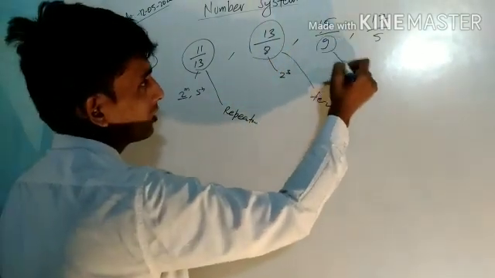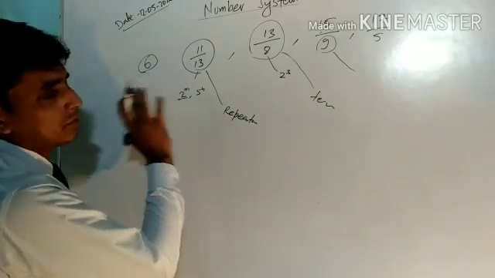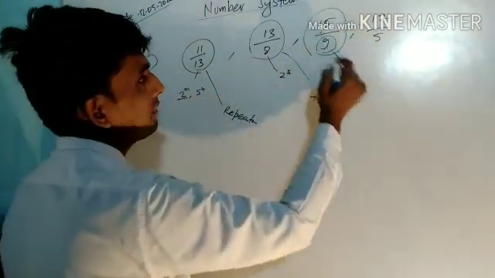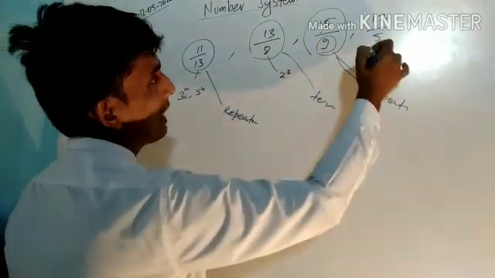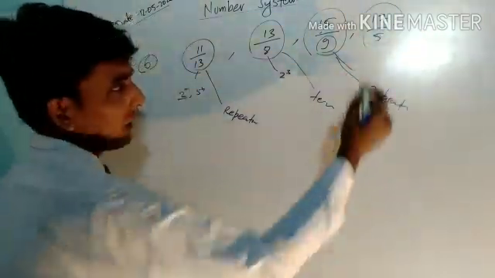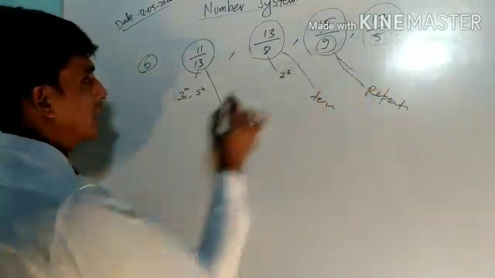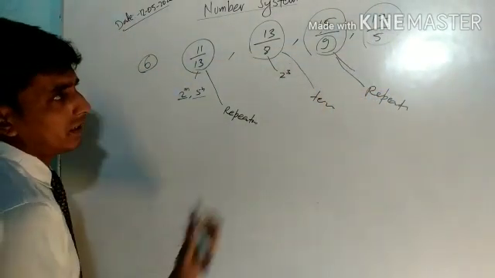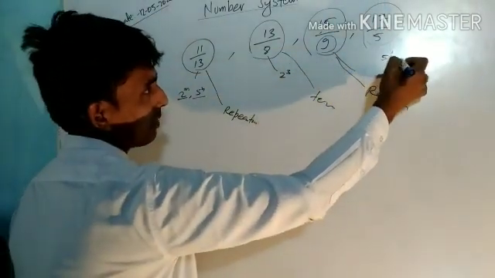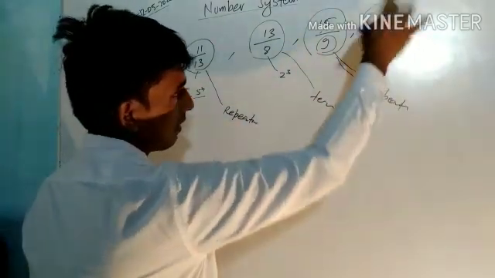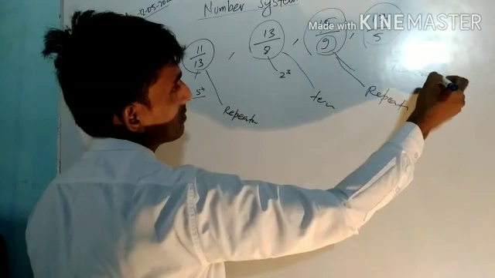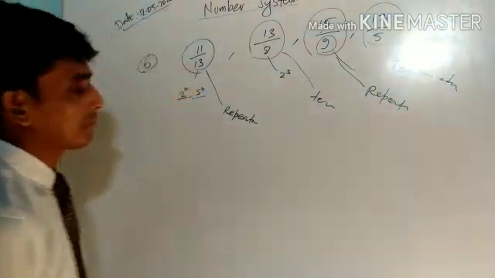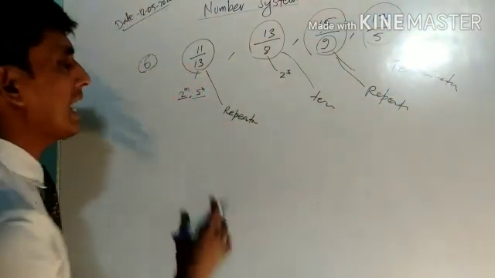Again, this 9 is not in the form of 2 to the power m or 5 to the power n. So this will be having repeating decimal expansion. And this 17 by 5 again has 5 in the denominator, in the form of 5 to the power n, because 5 means 5 to the power 1. So this is a terminating decimal expansion.